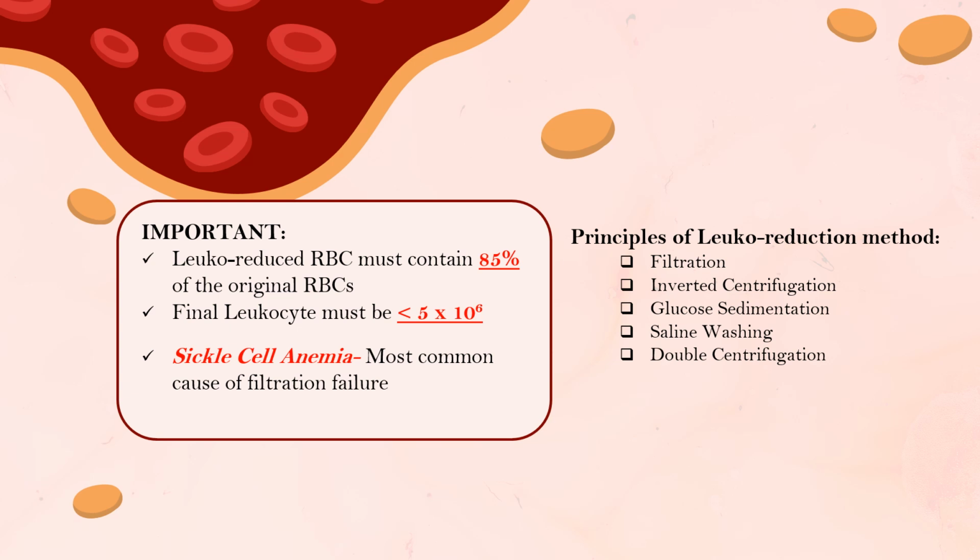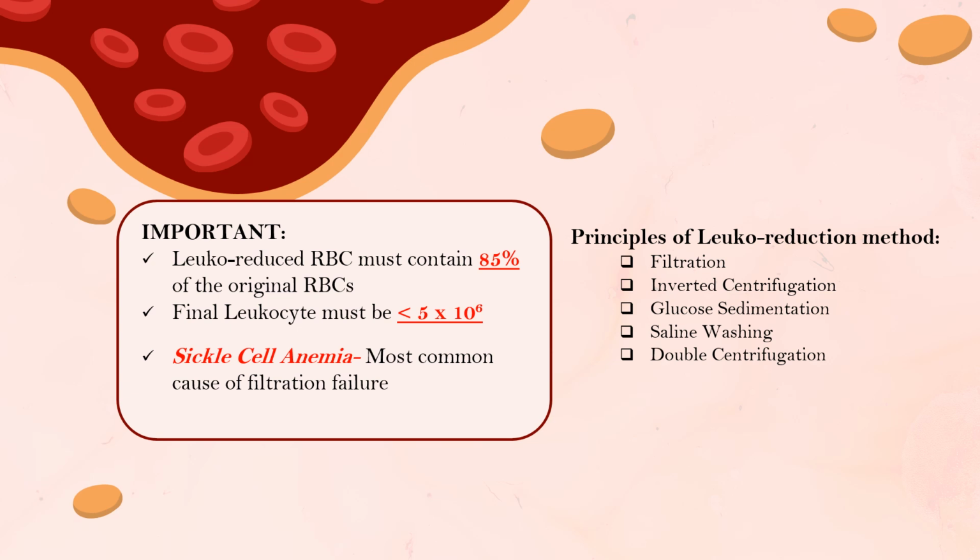Okay, take note, class. These are the quality control and accepted values after leukoreduction. A leukoreduced red blood cell unit must retain 85% of the original red cell mass or red cell volume after the leukoreduction procedure, and the unit must have less than 5 million leukocyte counts. The most common cause of failure in the leukoreduction procedure is a blood bag unit from a donor with sickle cell disease or sickle cell anemia.